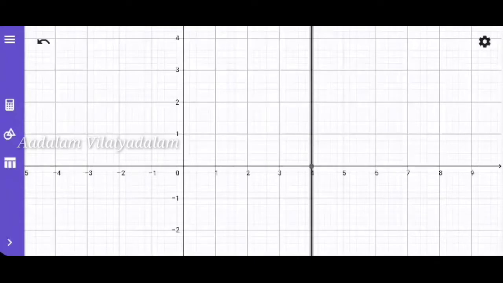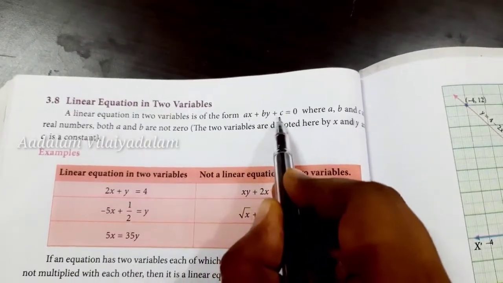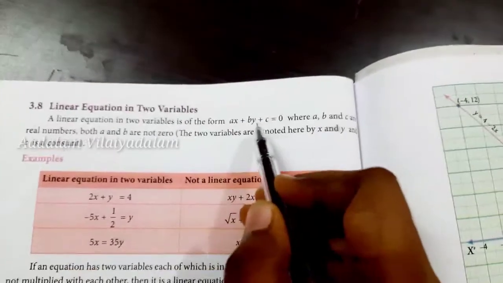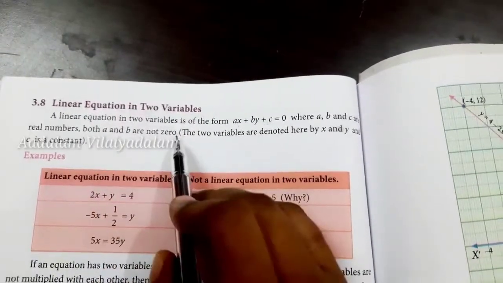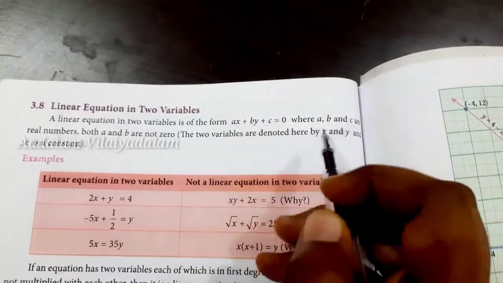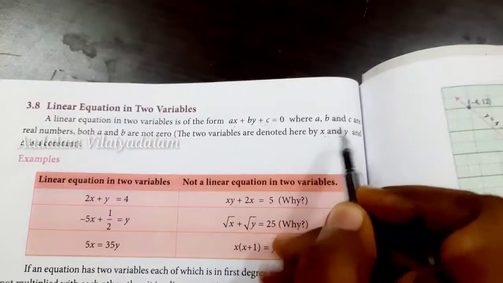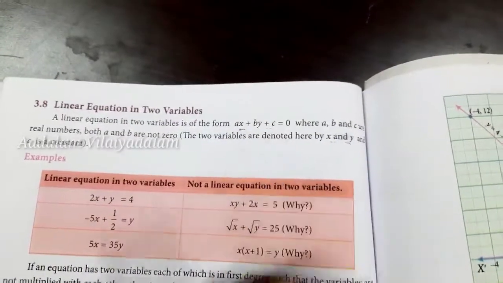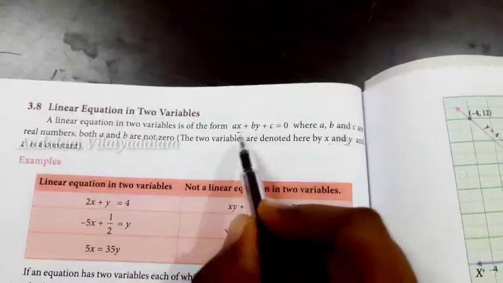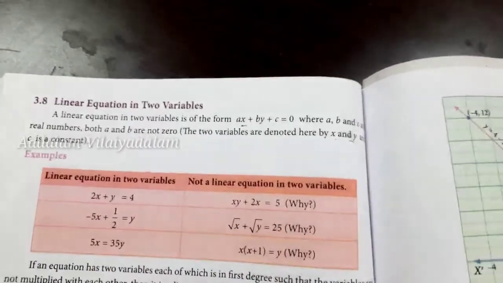Now let's move to the linear equation in two variables. A linear equation in two variables is of the form ax plus by plus c equal to 0. Here a and b are real numbers but not 0. The two variables are denoted x and y. Here c is a constant. So it is the general form of the linear equation in two variables.